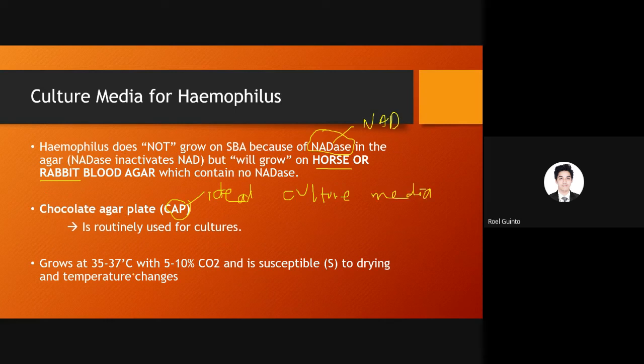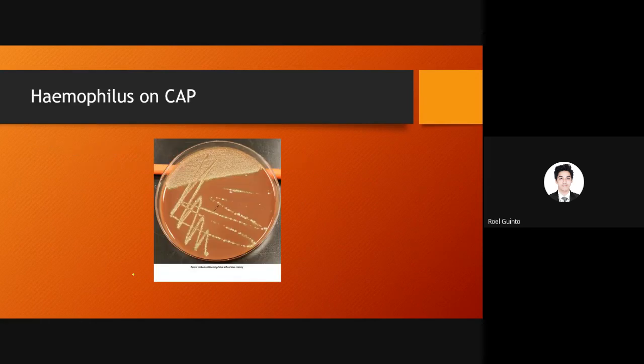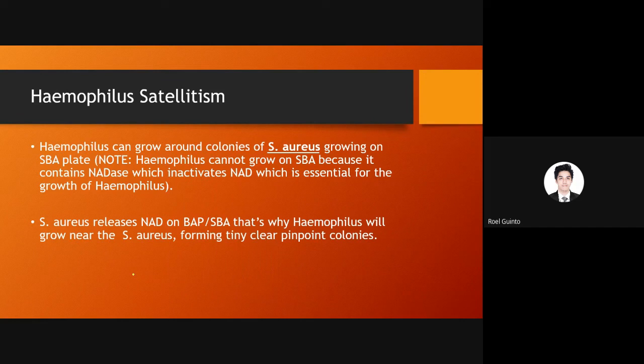So, this is the ideal culture media. It grows at 35 to 37 degrees Celsius with 5 to 10% carbon dioxide and is susceptible to drying and temperature changes. So ano siya? Sensitive siya sa pabago-bago ng temperature, madali siya mamatay. The colony for Haemophilus is smooth, round, flat, opaque, and tan on chocolate agar plate. So this is an example of Haemophilus on chocolate agar plate. Hindi ko na siya babasahin kasi na-discuss natin si Haemophilus satellitism.